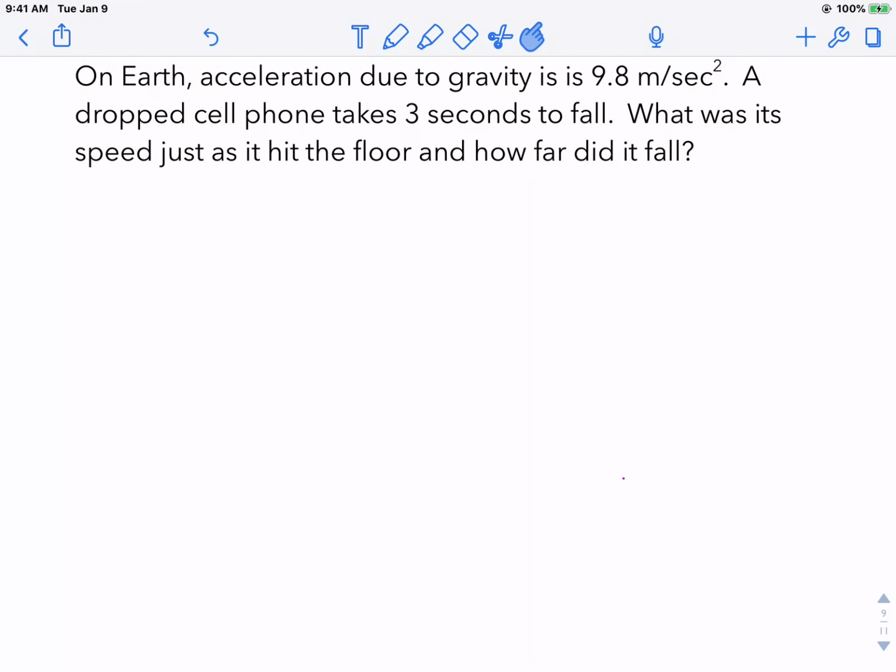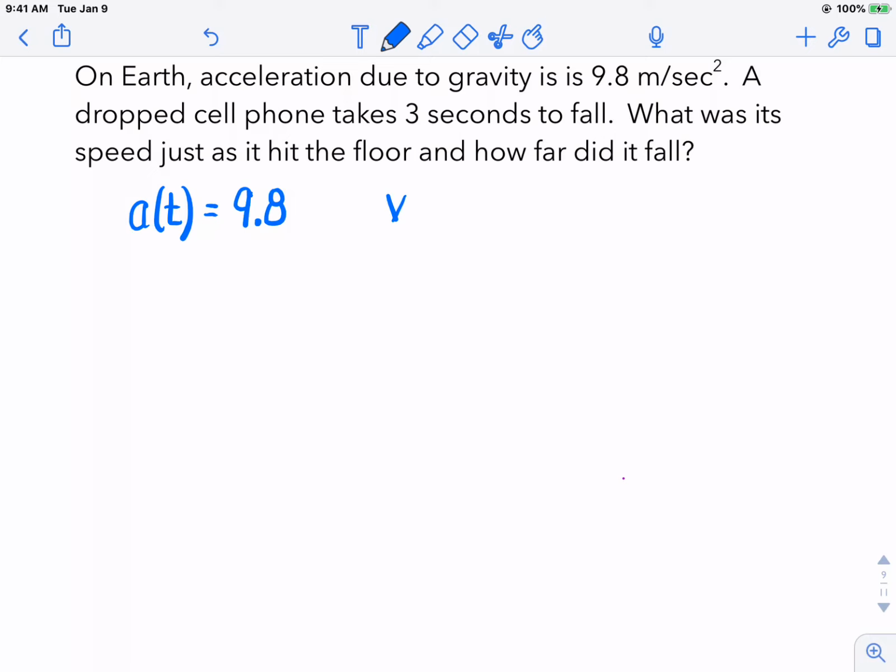Now we're going to put that into a more word problem context, or a situation problem. They give us some information: on Earth the acceleration due to gravity is 9.8 meters per second per second. Knowing that, they tell us a dropped cell phone took 3 seconds to fall, and they would like to know its speed and how far it fell. So they've given us an acceleration function, 9.8. We're not doing negative 9.8 because we're talking about the distance it fell, and distance is never negative.